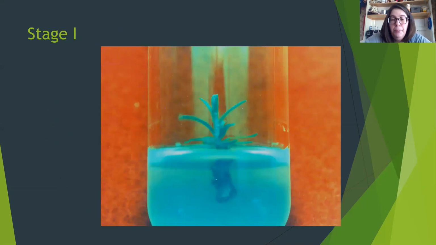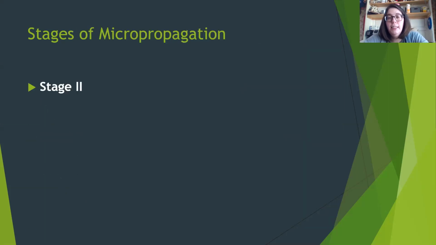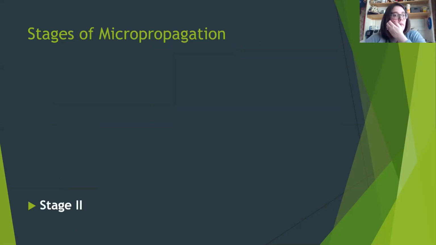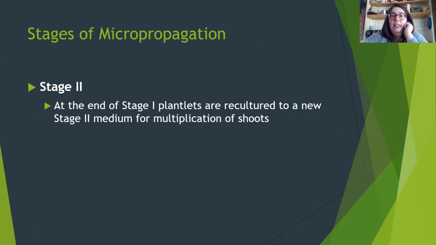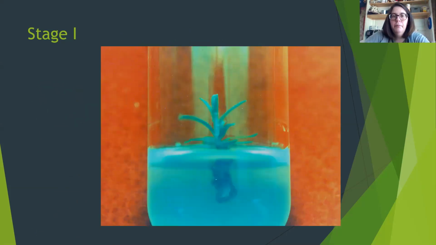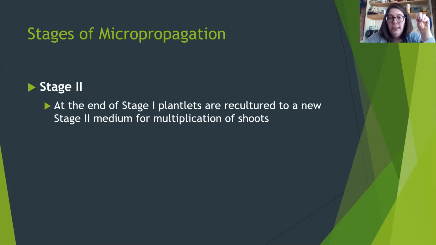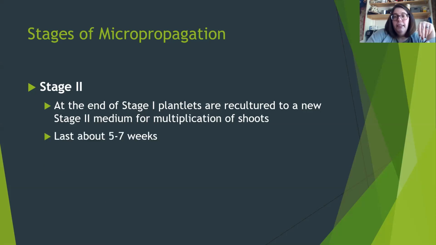Okay, here's a picture of a plant in stage 1. Now we're going to go to stage 2. So stage 1, 3 to 5 weeks, establishment of aseptic culture. That's what you need to know. Stage 2, at the end of stage 1, we're going to take that little plantlet, this little dudette right here, and we're going to reculture it to a new medium. We're hoping in stage 2 to get more shoots. Okay, this stage is going to be about 5 to 7 weeks.